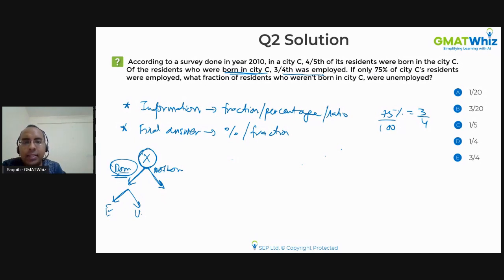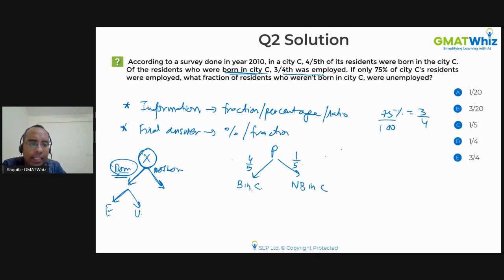So once I read this, I understand I need to make a tree. Okay, so what I'll do is I'll write down here, number of people. I don't know how many there are in C. 4/5, I'll write it here only so that you don't make a mistake. Born in C. Okay, so obviously 1/5 are not born in C.